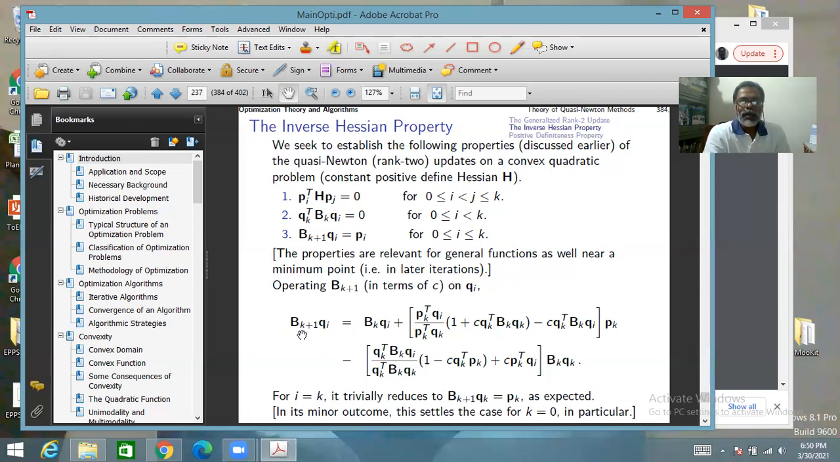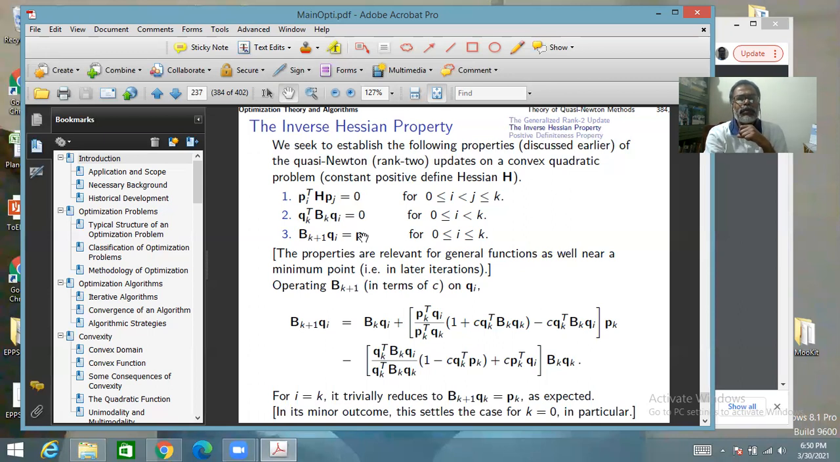So this thing is actually a linear combination of three vectors. One is b_k q_i with coefficient 1, the other is p_k with this coefficient, and the other is b_k q_k with this coefficient. So for i equal to k, it is trivially true that b_{k+1} q_k is equal to p_k.